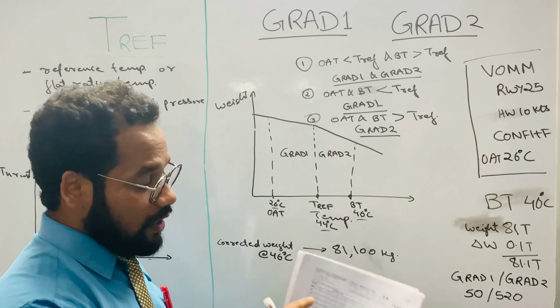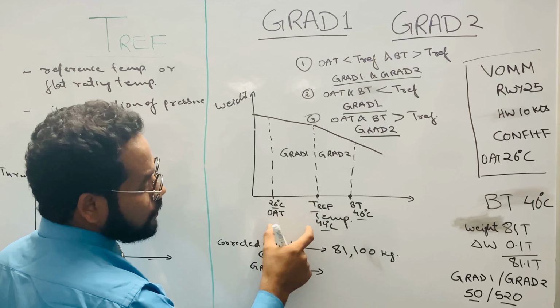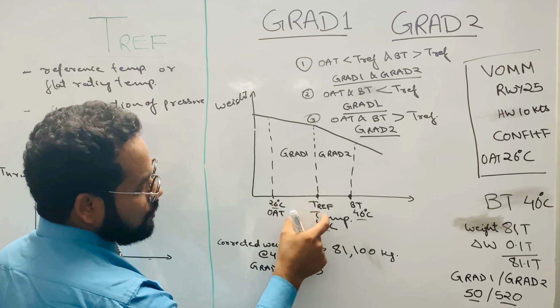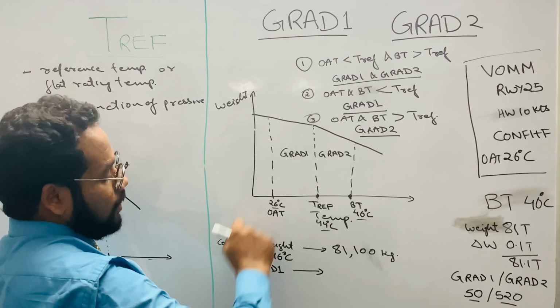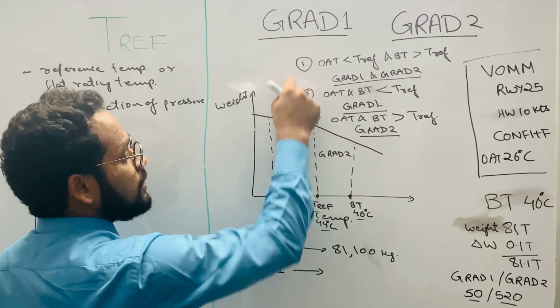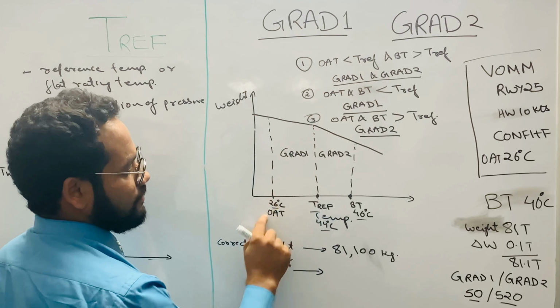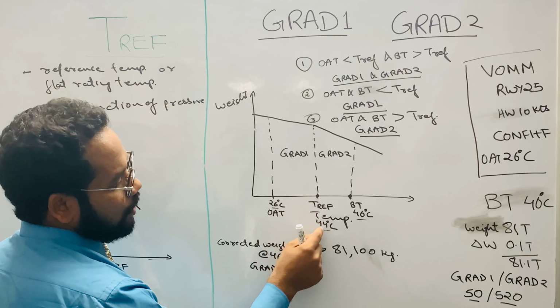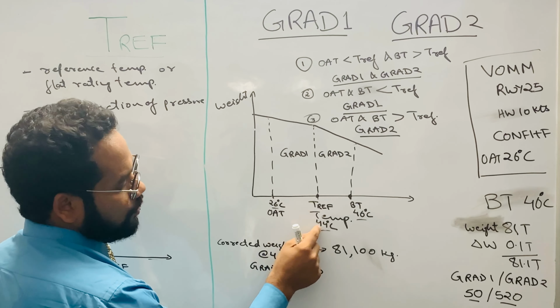So how do we apply the weight correction? First we'll apply grad 1 correction. I'm writing here grad 1 correction. First you have to find the difference between these two. Why? Because in our example, out of these three cases, the first case is applicable, OAT less than Tref. How much is it less? You have to find the difference. So 44 minus 26, how much does it become? 18. What is the correction you are applying? Grad 1. How much is it? 50. So 18 into 50, how much does it come to? 900 kgs. Next is grad 2 correction.